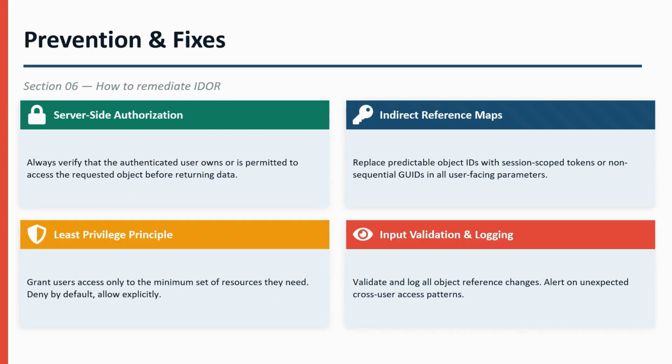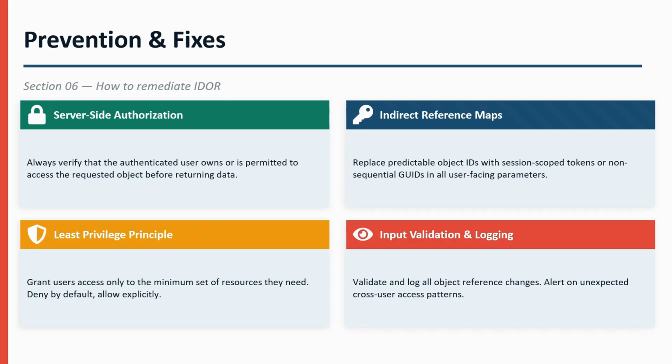How do we fix this? There are 4 key remediation strategies. First and most importantly, implement server-side authorization. Before returning any data, the server must verify that the authenticated user actually owns or has permission to access the requested object. This check must never be skipped or delegated to a client.